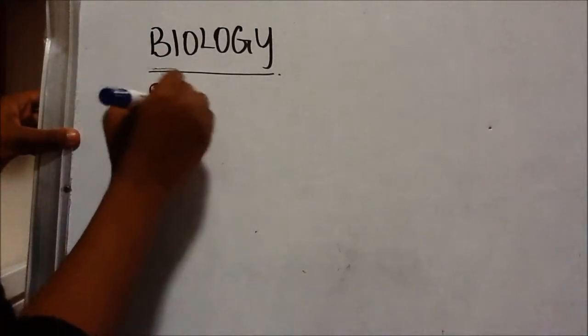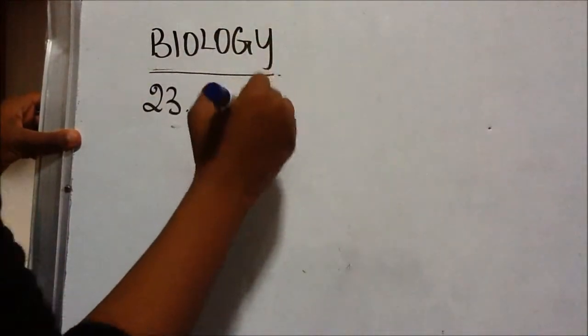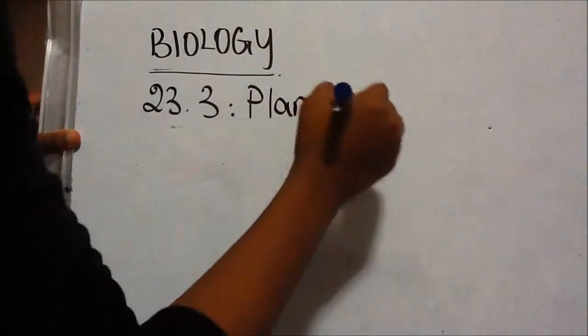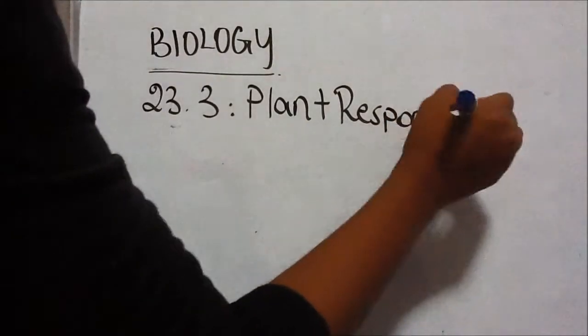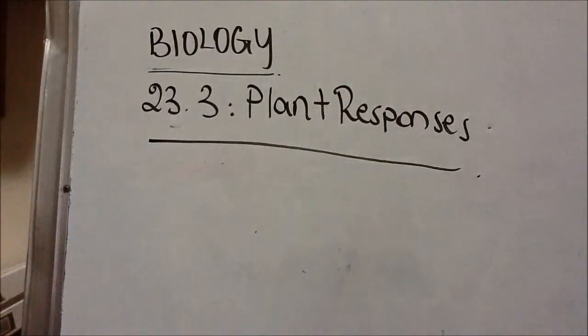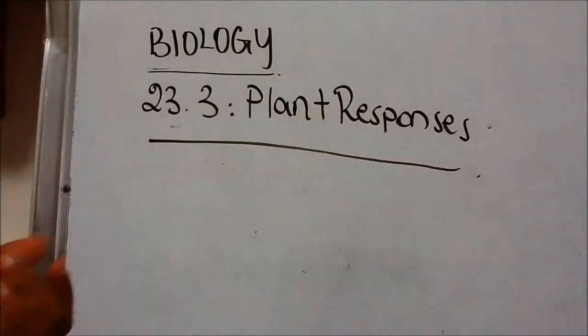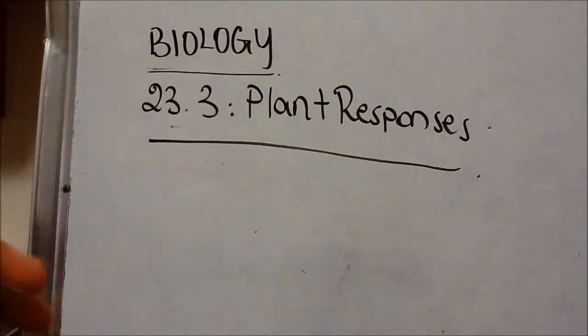use of them. So in biology we have lesson 23.3, which is plant responses. It basically tells about how plants respond to their environment. There are three major responses, and we have to explain what a hormone is and what kind of hormones we have. It's not a long lesson, but you have a lot to memorize. Hopefully, this will make things much easier for you guys to understand.